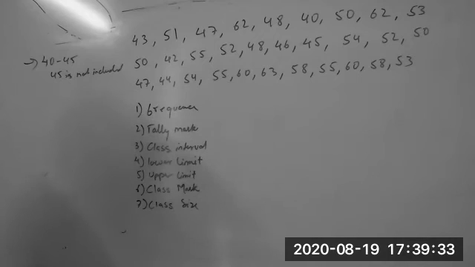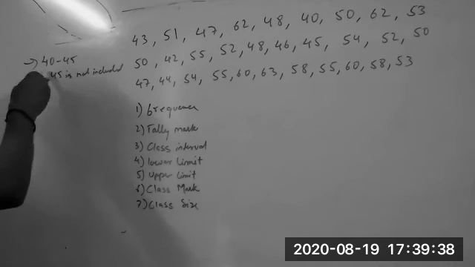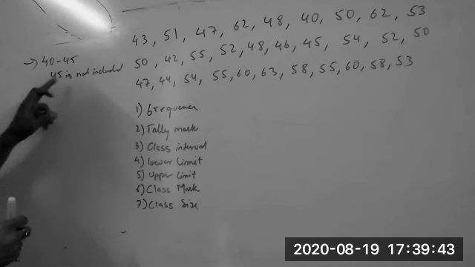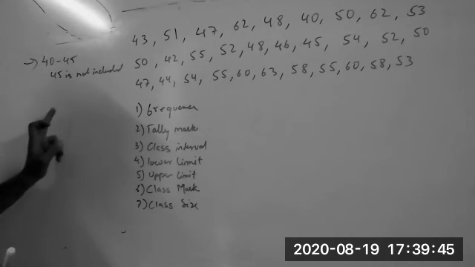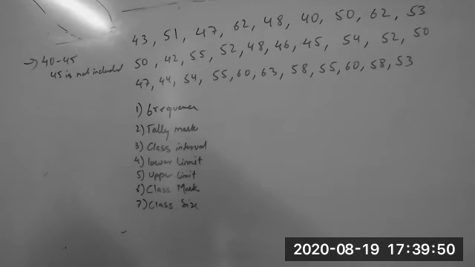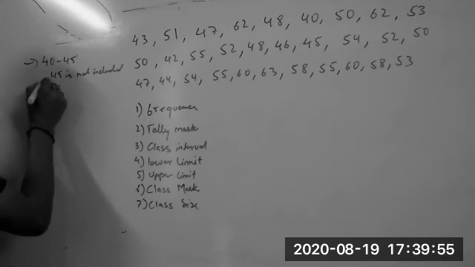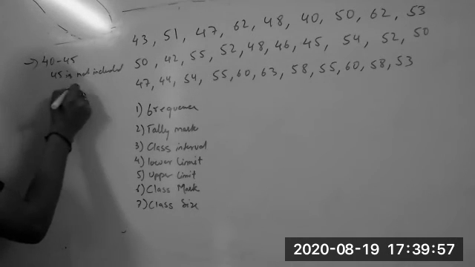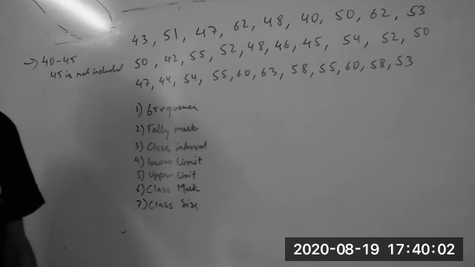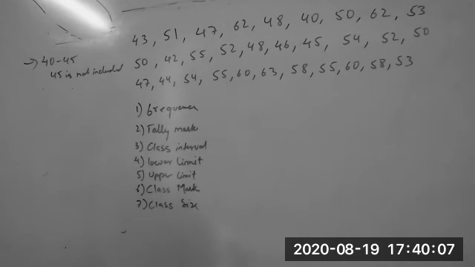Sir, can we choose any group of numbers? No, this is given. I have already told you 40 to 45. Then next will be 45 to 50, 50 to 55, 55 to 60, 60 to 65, like that it will go. When the class size is mentioned as 40 to 45, the next will be 45 to 50, and the class size will be the same. Got it? Yes, sir.